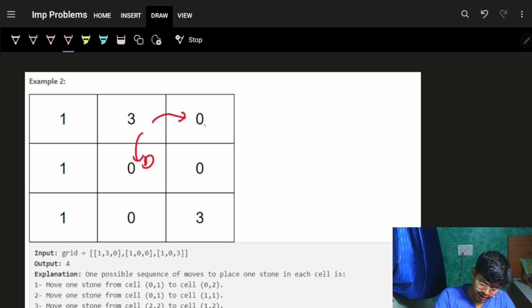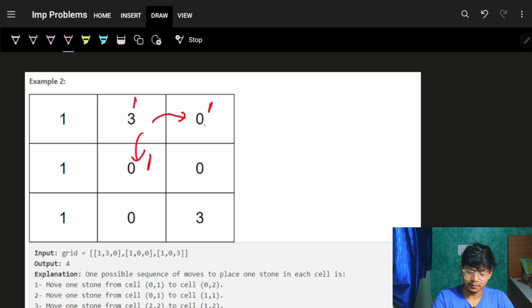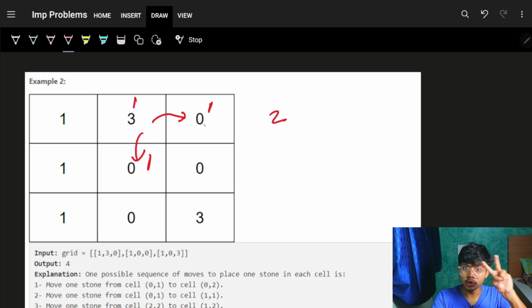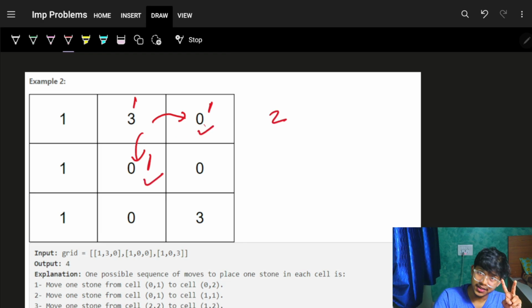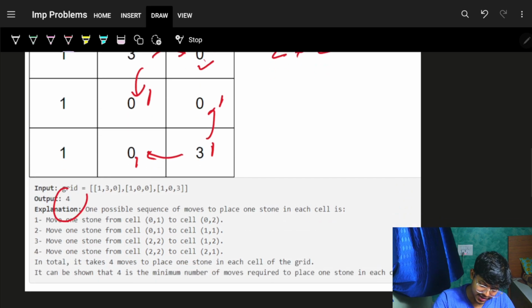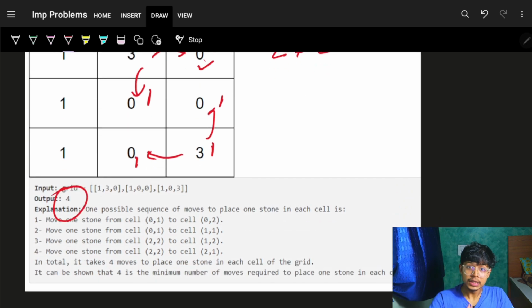So for sure, let's name it as numbers. So 1 stone will be here, 1 will be here, 1 will be here. Number of moves is 1 move for this, 1 move for this. So exactly 2 moves, and these 2 places are done. Again, for this location, 1 move I will just move here, 1 move I will move here. Again, 2 moves, again all the places are done. My answer is 4, which is the minimum number of moves.